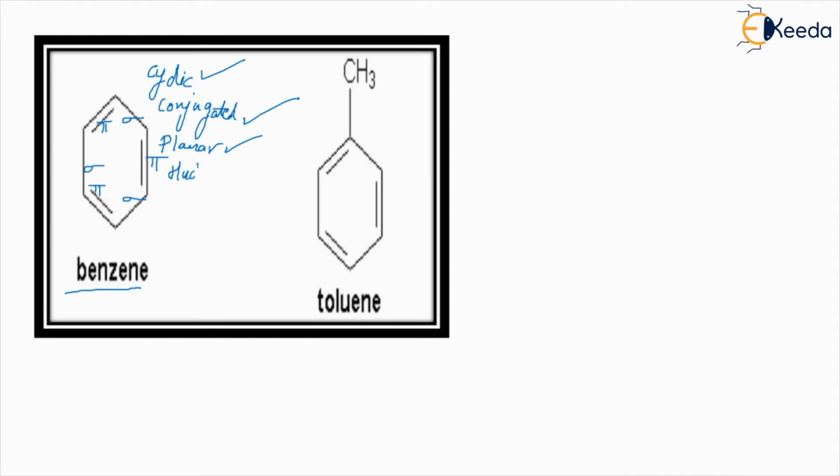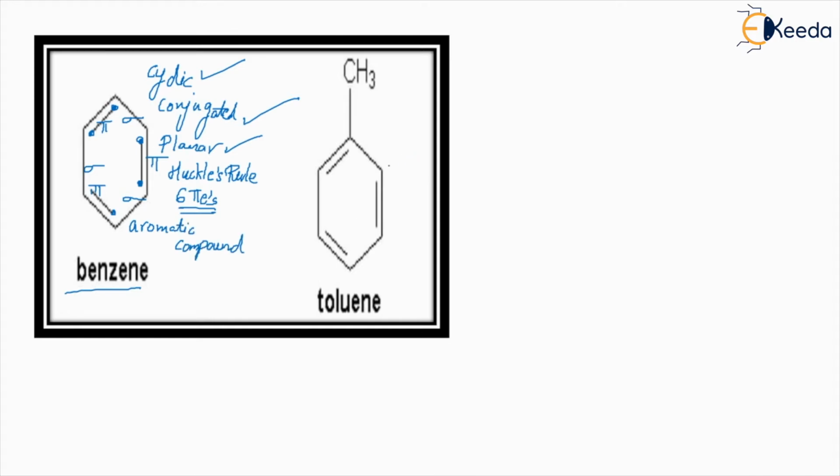The last thing we need to check is for the Huckel's rule. Let us count the number of pi electrons which are there over here. 1, 2, 3, 4, 5, and 6. 6 pi electrons. So thus benzene is an aromatic compound.